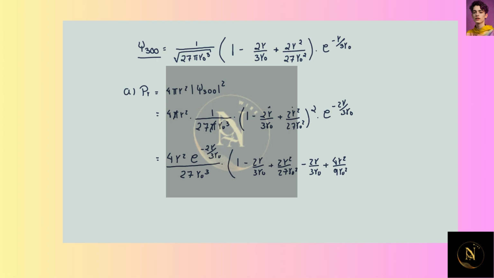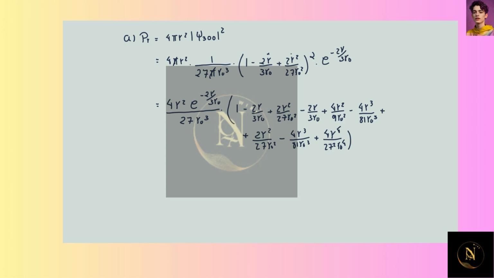Now we have this term times the next term, which is minus 4 r to the third divided by 27 times 3, which is 81 r0 cubed. And finally we have 2r squared divided by 27 r0 squared, minus 4r cubed divided by 81 r0 cubed, plus 4r to the fourth divided by 27 squared r0 to the fourth.